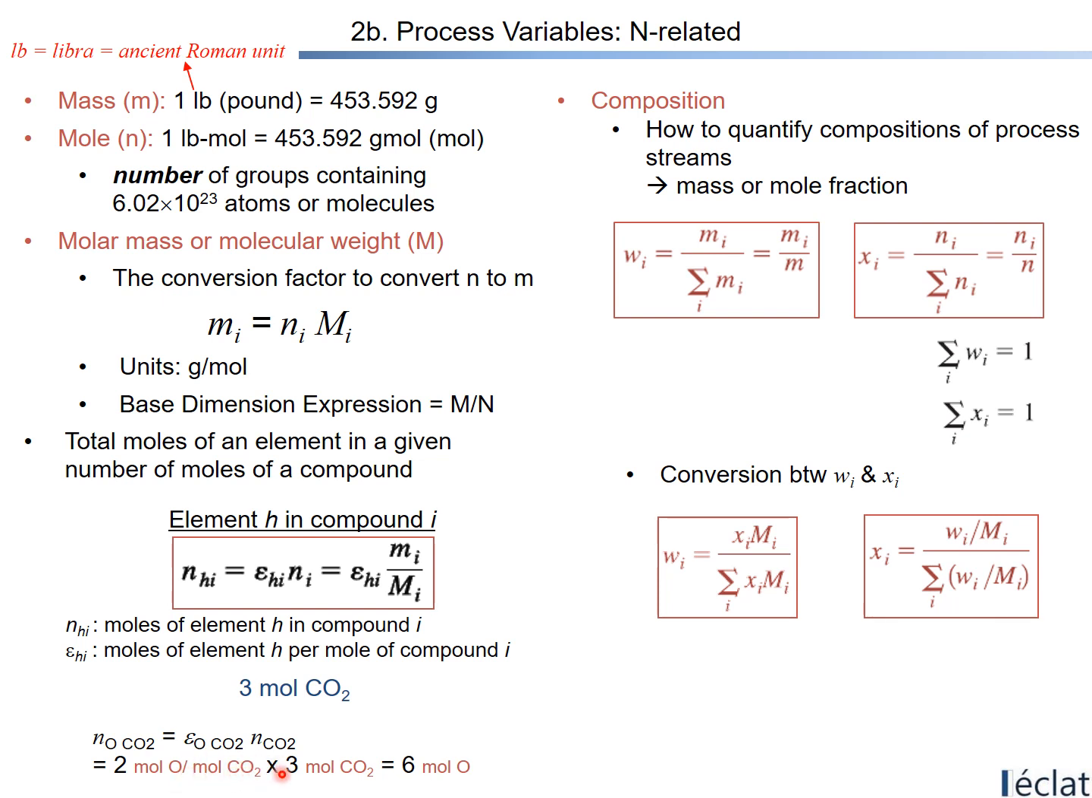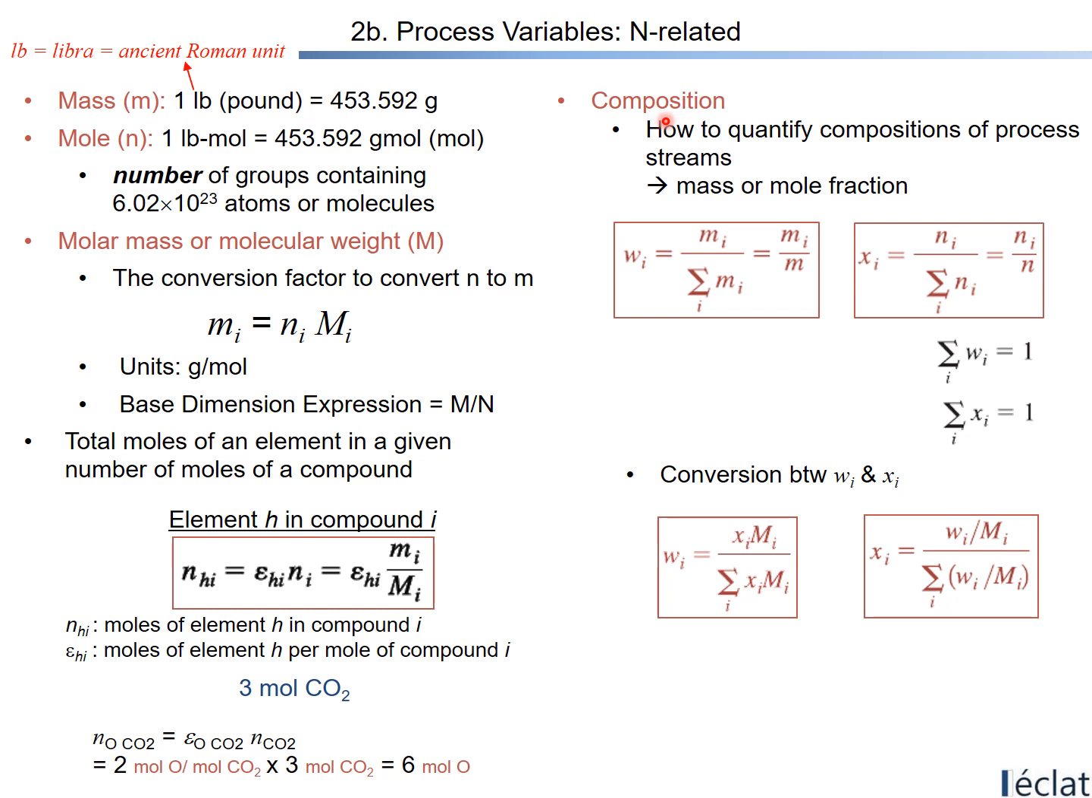And right now we have 3 mole of CO2. So 3 mole CO2. After cancelling mole CO2 from the first term and second term, we get 6 mole oxygen atoms. It's very easy. One more number related variable is the composition.